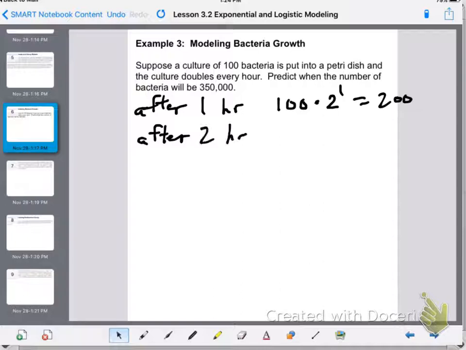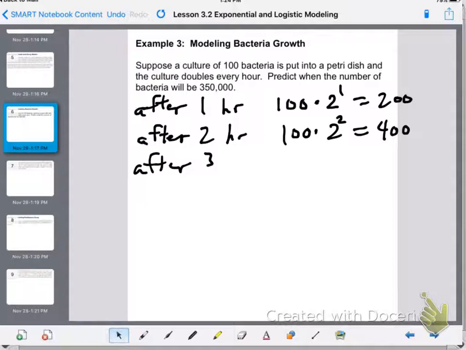After 2 hours, now our starting value is 200 times 2 to the second. Remember, t, the time, in hours in this case, is the exponent. Actually, it's 100, excuse me. So that gives me 400.